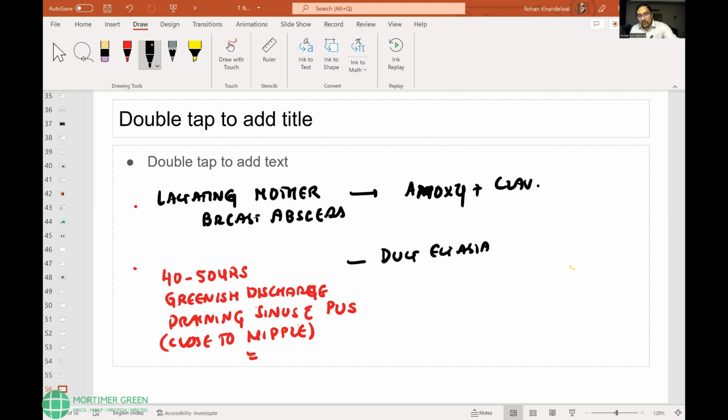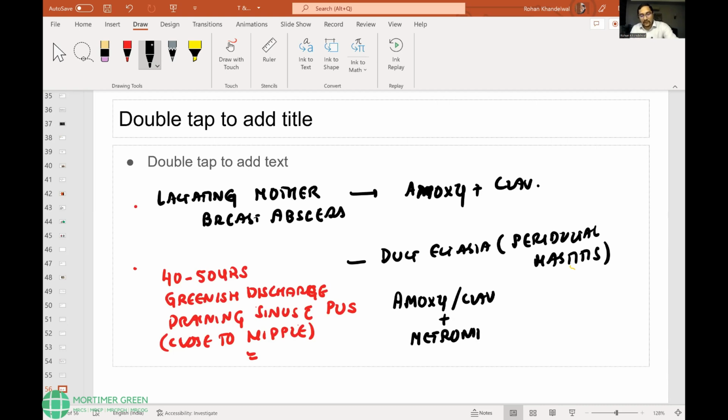Now in the UK, you encounter these patients very commonly. And when you encounter these patients, you should know that you have to start these patients on amoxiclav plus metronidazole, and that is what the examiner will be on the lookout for.